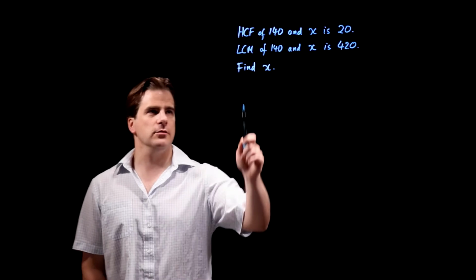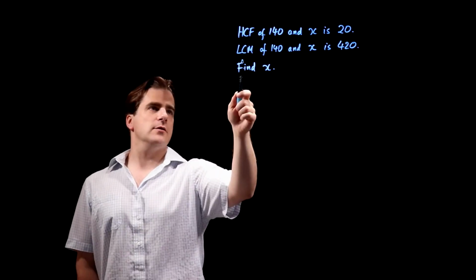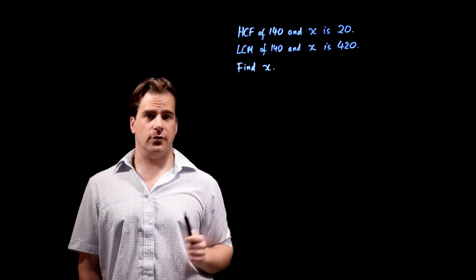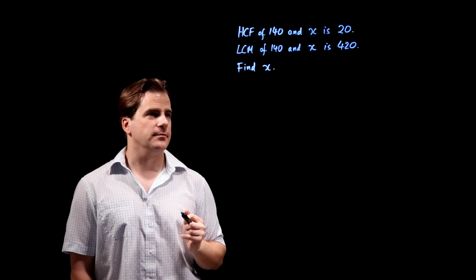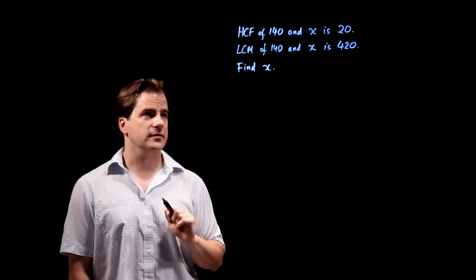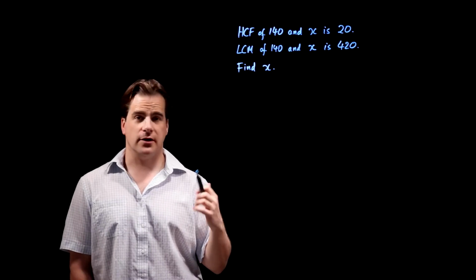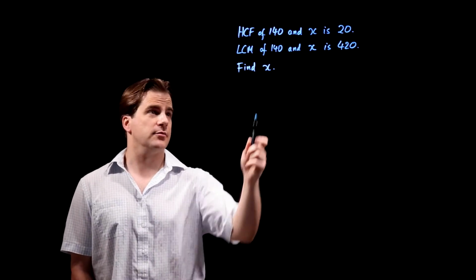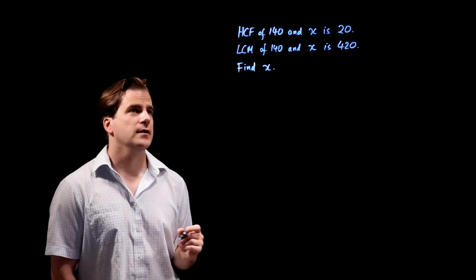Okay, we've been told that the highest common factor of 140 and x is 20, and the lowest common multiple of 140 and x is 420. We have to find x. Now it might not be immediately obvious how to approach this question, but one thing you definitely can do is break up 140 into its prime factors. So let's start there.